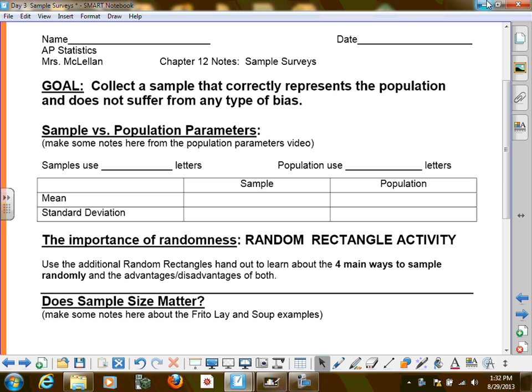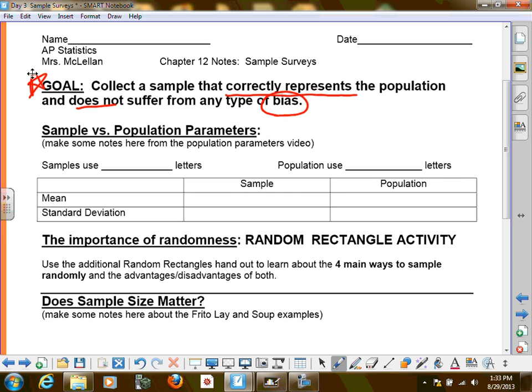Okay, here we go. All right, so we just finished our bear hunt. The important thing we discussed about the bear hunt is that getting a proper sample is crucial when you're going to make inferences about the population. Our goal in sampling is to correctly represent the population and make sure our sample does not suffer from any type of bias, of which we had visual bias on our bear hunt. So we're going to be talking about sample versus population, and the different sampling methods.